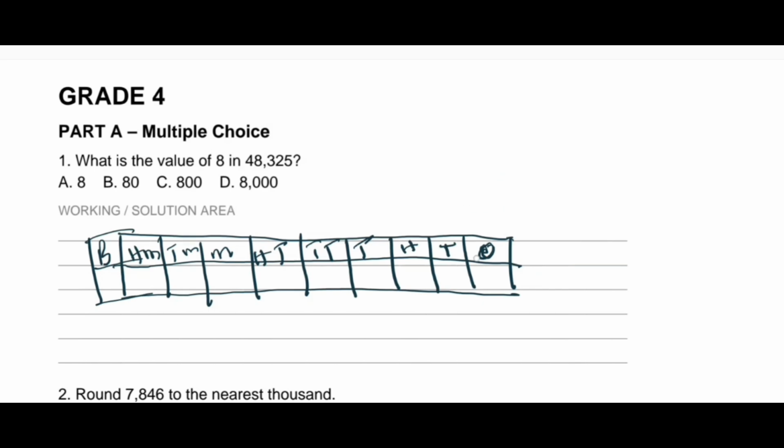The figure over here is 48,325. So we start from the right. 5 is in the ones column. 2 is in the tens column. 3 is in the hundreds column. 8 is in the thousands column. 4 is in the 10,000s column. So that gives us 48,325.